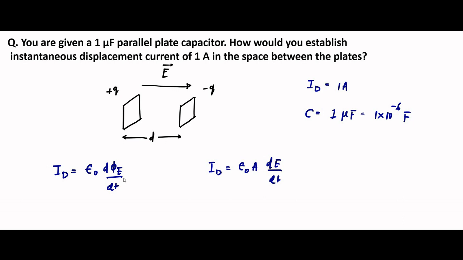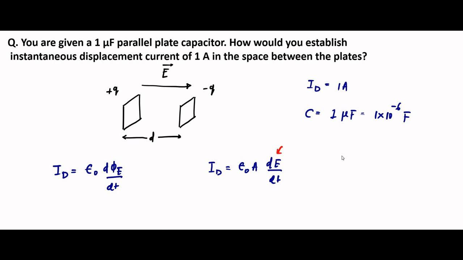Here, the first one we cannot use because no such information is given. The second one, we can make some manipulations in it to reconvert it in a way so that we can use the data given in the question. Let's see how we can do that.